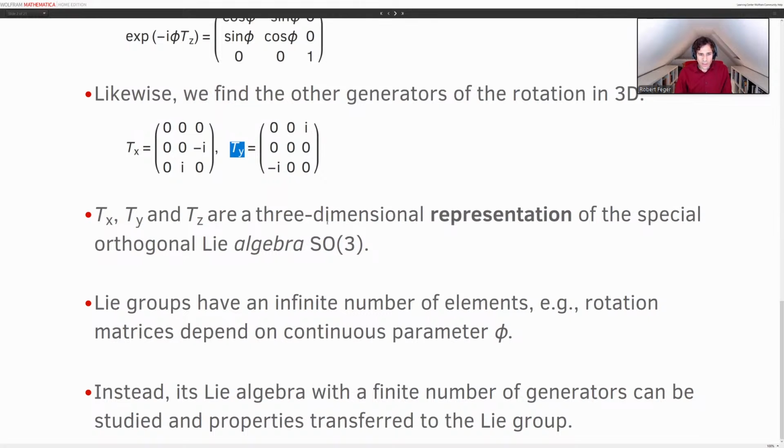The Lie group has an infinite number of elements, which is due to this parameter phi. And the advantage of the Lie algebra, instead of the Lie group, is that you can get rid of this parameter, and you don't have an infinite number of elements, but you have a finite number of elements, and you can study that instead of the group. But then you get a lot of properties of the Lie algebra, and a lot of these properties can be transferred to the Lie group.